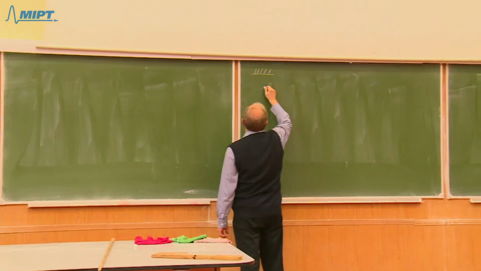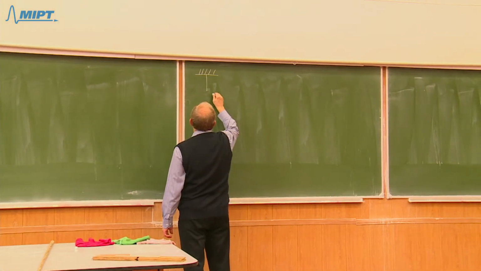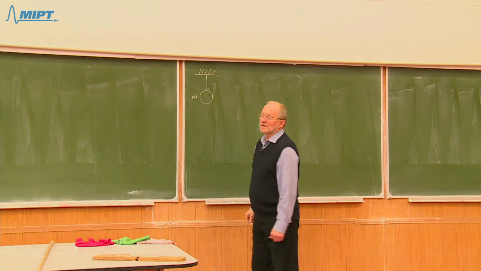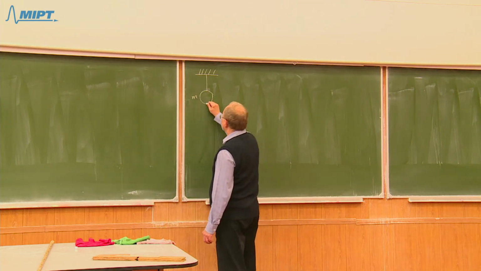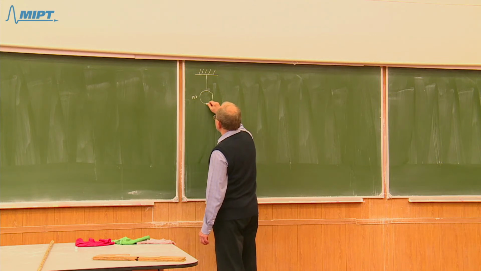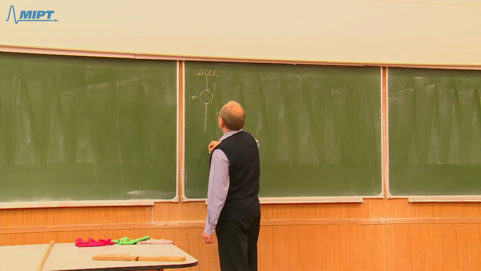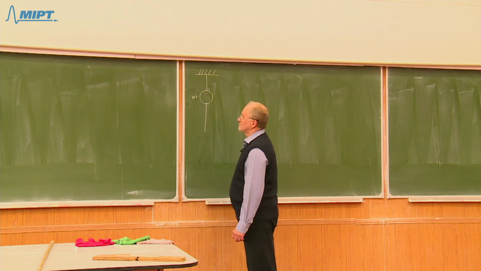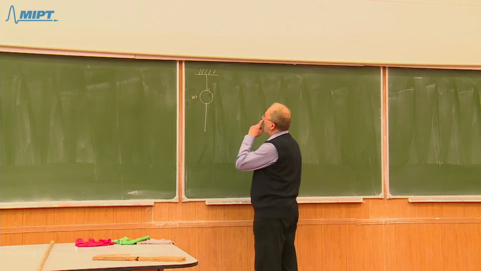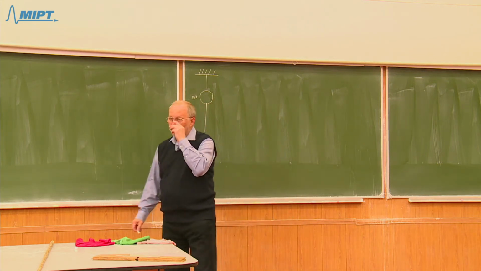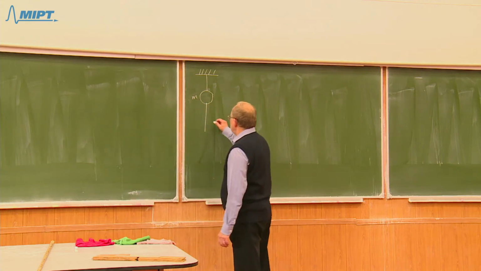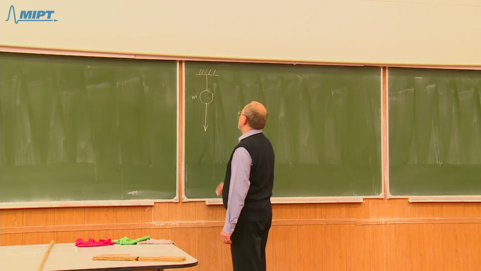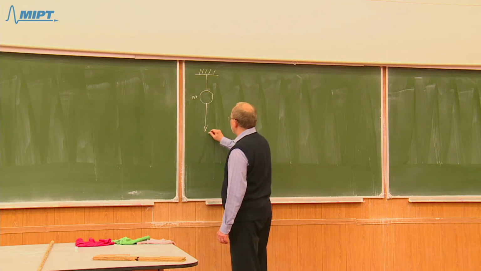Imagine a weight suspended on a thread, and the weight mass is m. And a similar thread is tied to this weight here. So these two strings are similar, identical strings. And assume I'm pulling the lower string downward with some force F.